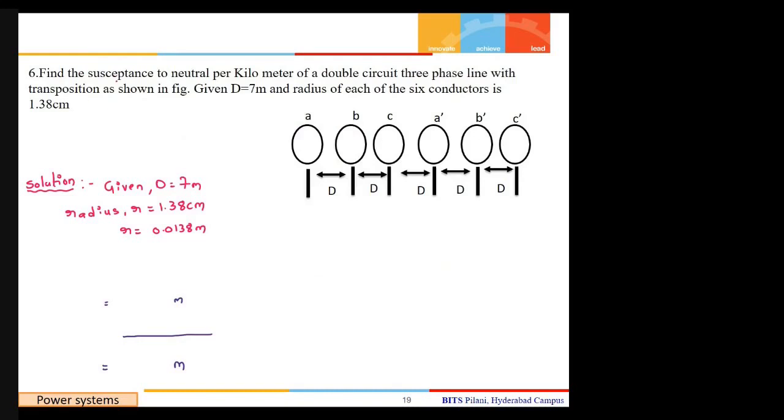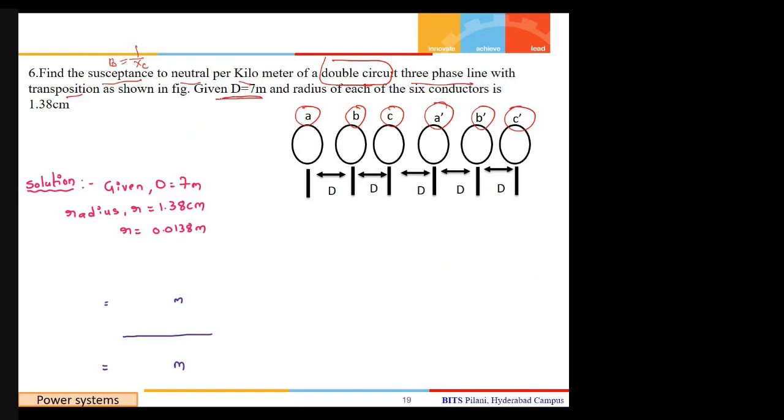Now the 6th problem: find the susceptance. We have discussed that the susceptance B is the inverse of the capacitive reactance of the line XC with respect to neutral per kilometer of a double circuit. Now the line is again the double circuit, so you will have A and A dash, this is one phase, B and B dash, this is the second phase, C and C dash, this is the third phase. There are 3-phase lines with transposition as shown in the figure.